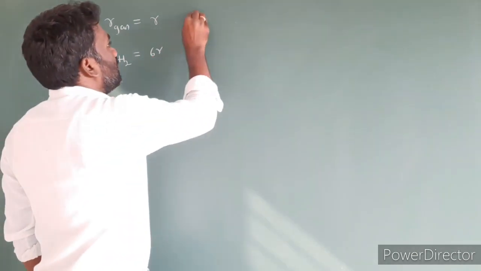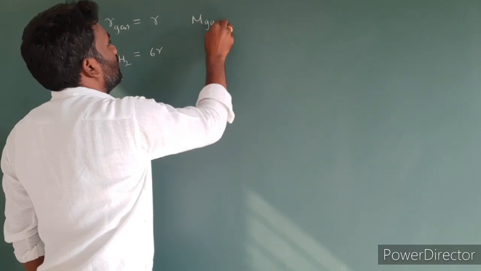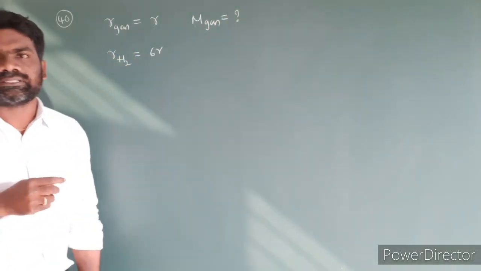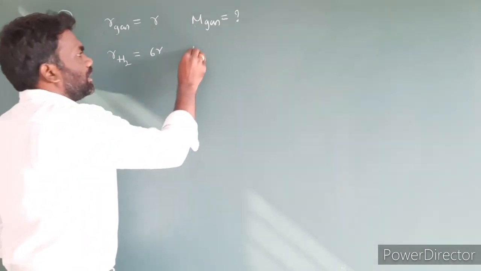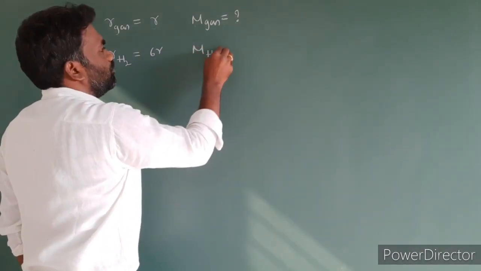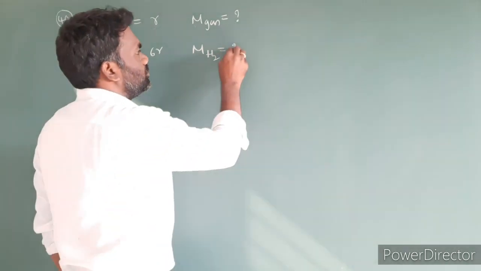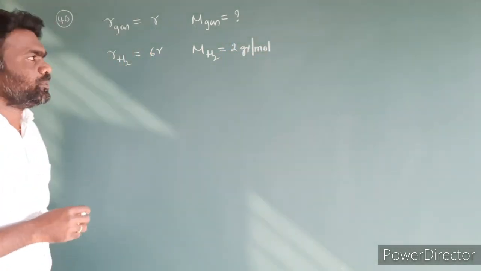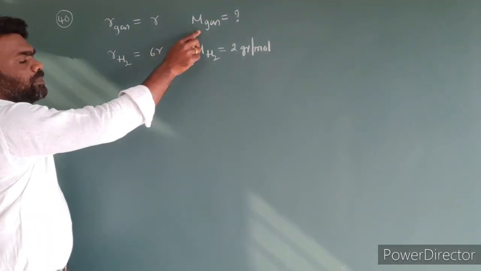Next, the molar mass of the unknown gas, we have to calculate. Next, the molar mass of hydrogen gas. The molar mass of hydrogen gas is how much? 2 gram per mole. So we have to calculate the molar mass of the unknown gas.